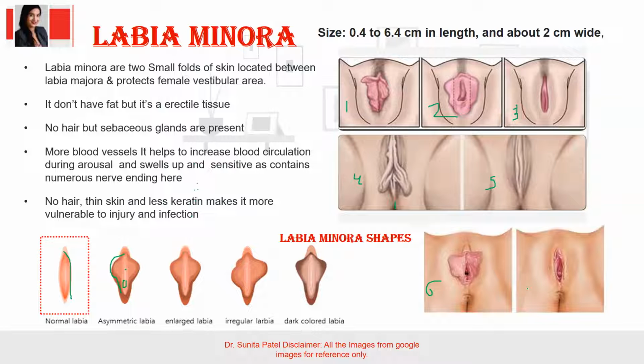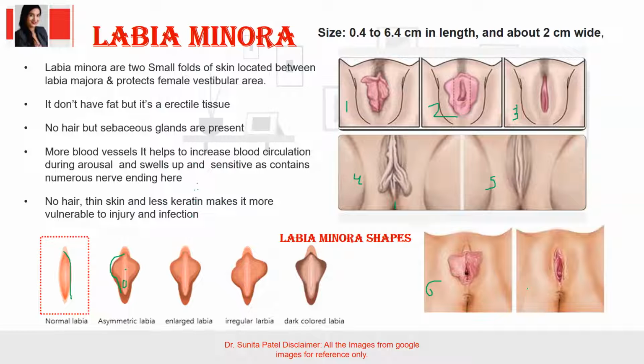Yes, the labia minora is more open, and we can see the visibility of the vestibule. Bacteria can directly go to the vestibule and infect the openings, the urethral opening and vaginal opening, and the infection can go into the urethra and vagina. So this kind of shape of the minora is more prone to UTIs.